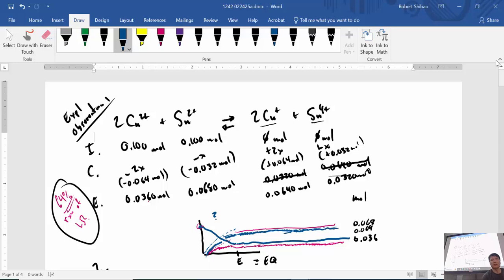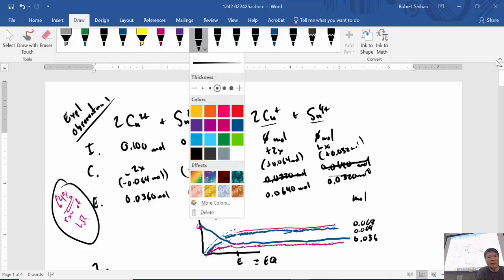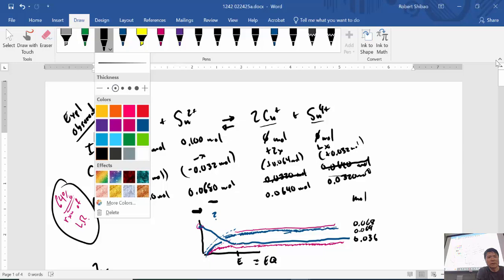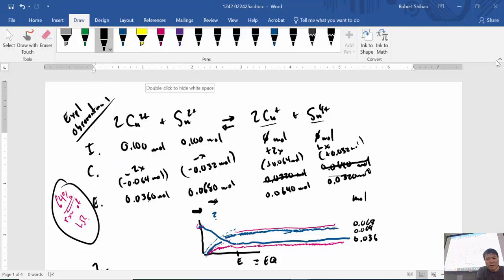If I'm looking at the rates, initially it's all forward reaction here. And then as the reaction progresses, I'm going to get mostly forward reaction. Actually, I need to narrow this down. Mostly forward reaction, and then we're going to get a little bit of reverse reaction that takes place here.